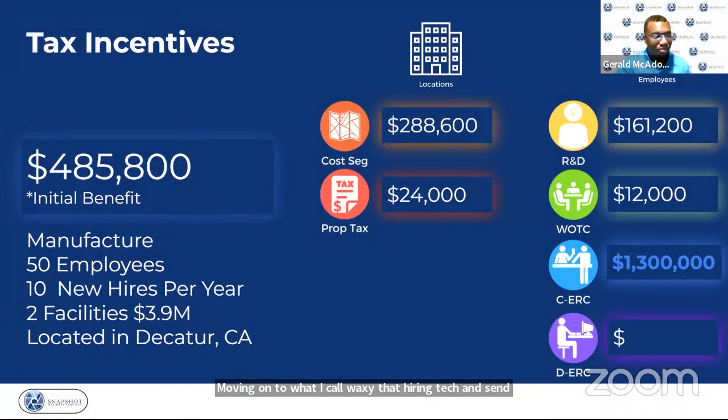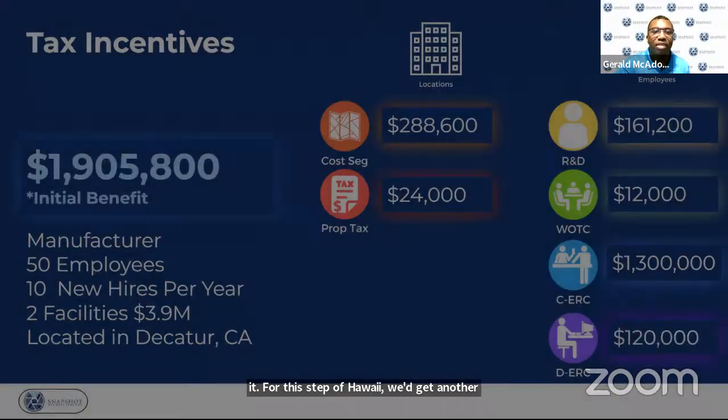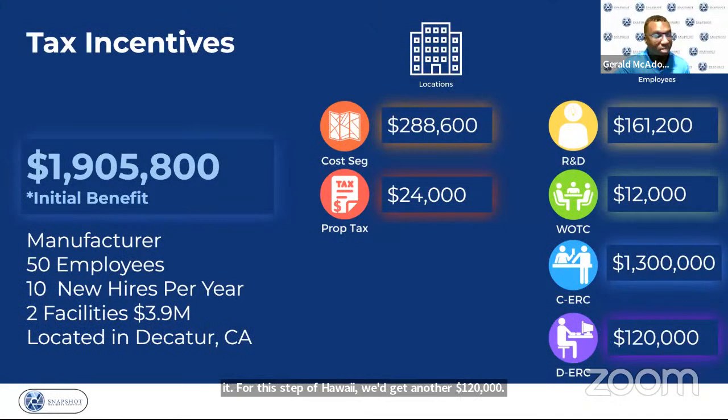And then COVID, right? That's when we get into the millions of dollars potentially. And then that disaster, that location-based tax credit. For this sample employee, we'd get another $120,000 a year. So it gives us a grand total for this potential client of 1.9 in initial benefit.